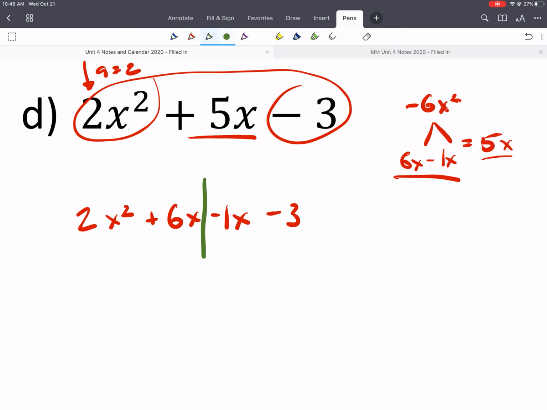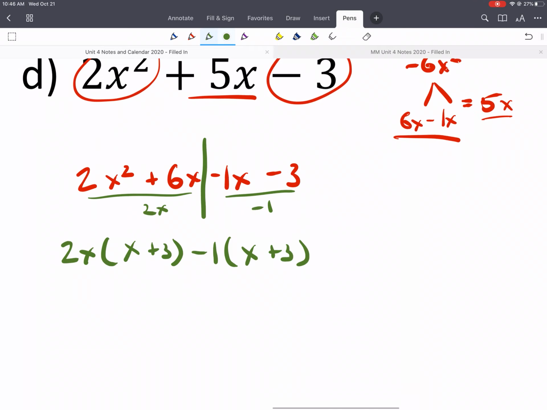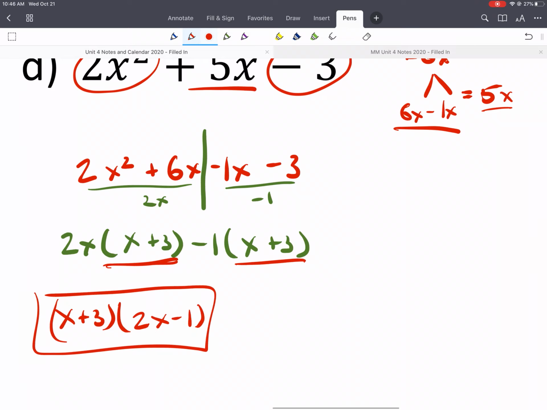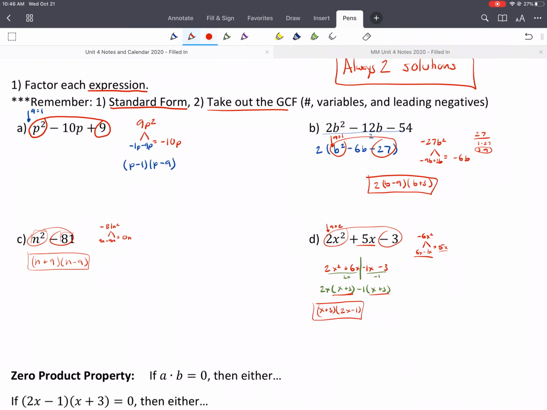The greatest common factor for the left side would be 2x. That leaves us with x plus 3. And on this side, it looks like we could factor out a negative 1, leaving x plus 3. Okay, so this is our common factor that we can take out, x plus 3. And that leaves us with 2x minus 1. All right, so that's basically, in a nutshell, everything we covered. That's about it. Okay, so questions, let me know.